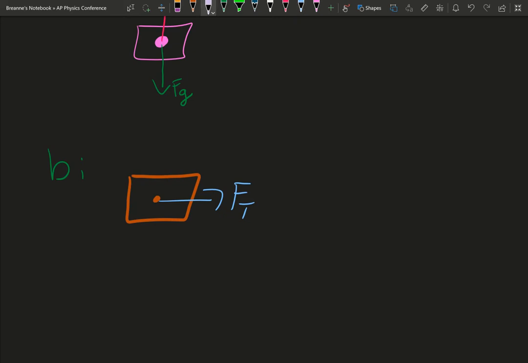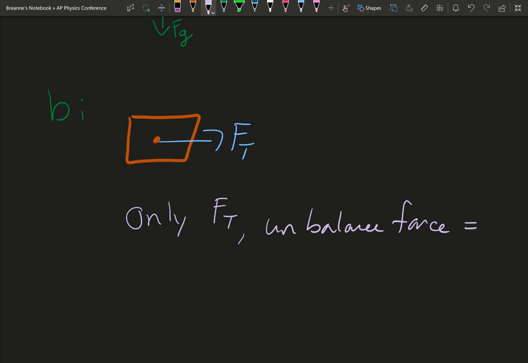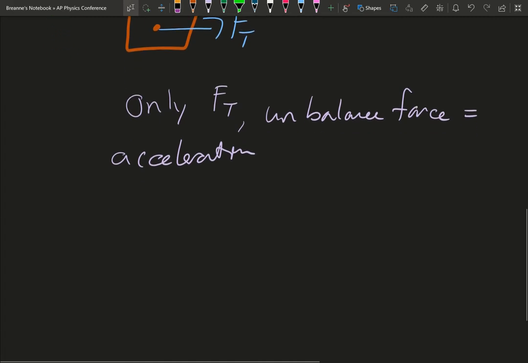Okay, so only force of tension is acting on it. Unbalanced force equals acceleration. So make that in a complete sentence.